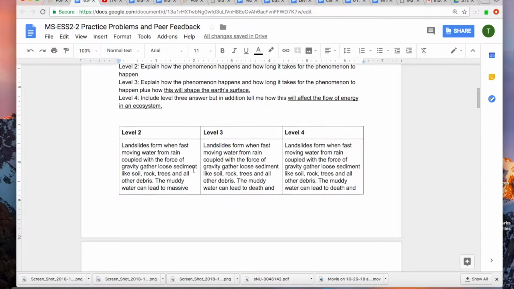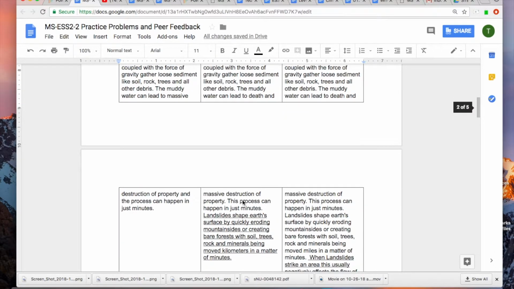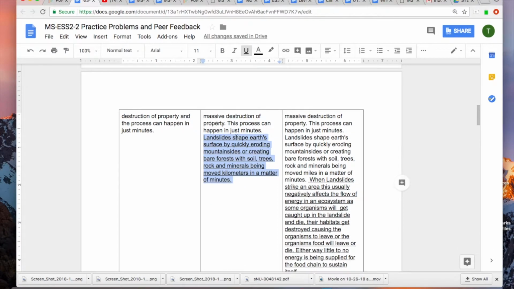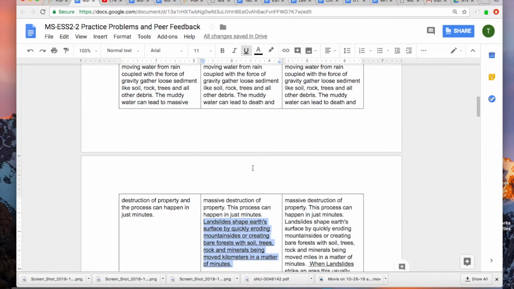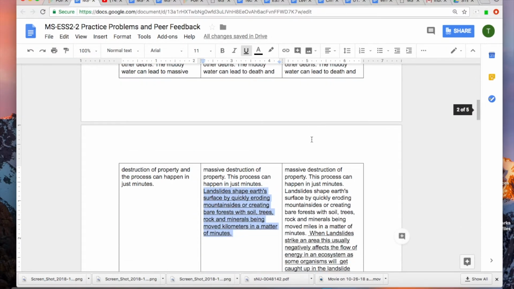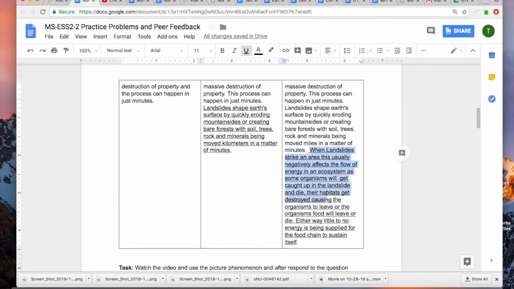A level 3 answer, I've simply taken what I've said for level 2, put it into level 3, and then this underlined part here, I've added how this will shape the Earth's surface. Landslides shape the Earth's surface by quickly eroding mountainsides or creating bare forests with soil, trees, rocks, and minerals being moved kilometers in a matter of minutes.